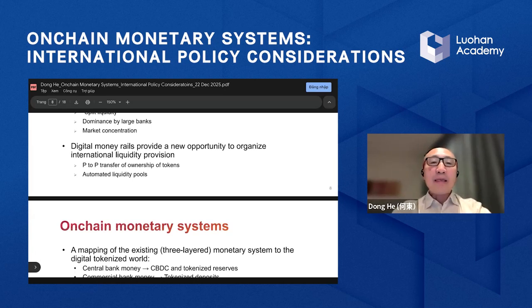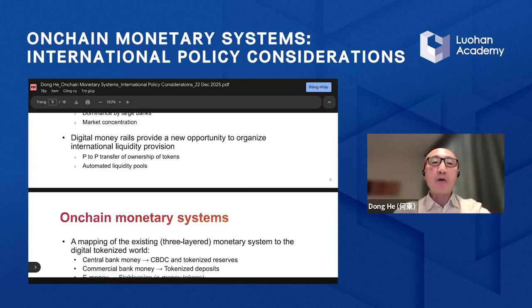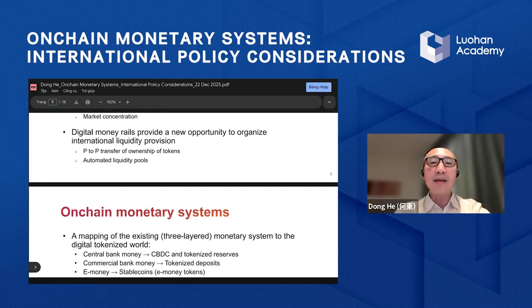This is where we see a lot of opportunities for digital money or the on-chain world to make a difference. I think Joseph illustrated some of these problems in his presentation. Digital money really provides an opportunity because it allows peer-to-peer transfer of ownership of tokens. And there are different ways of organizing markets. For example, automated liquidity pools allow different stablecoins to be exchanged automatically.